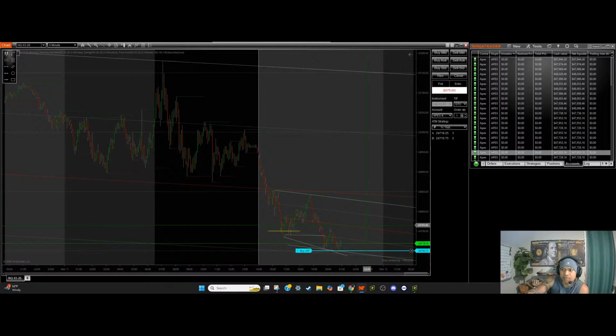And that's where we're at now. Now we're only negative $430 across 20 accounts. And we're hoping to scalp our way out of that negative.